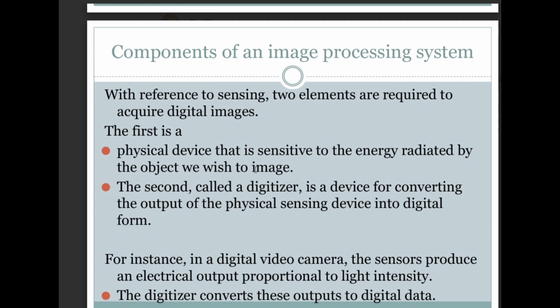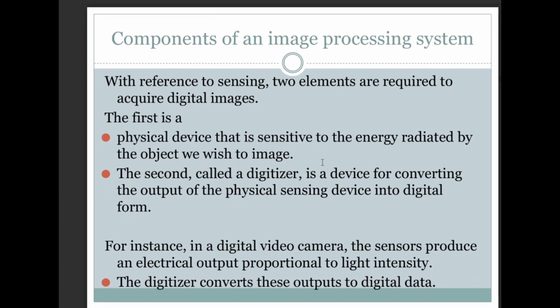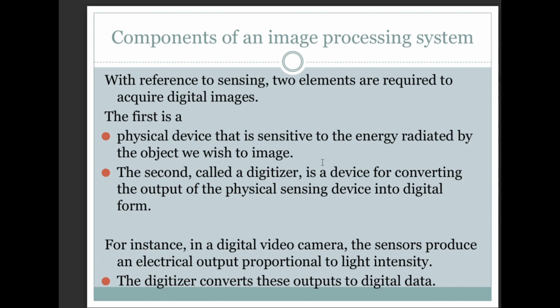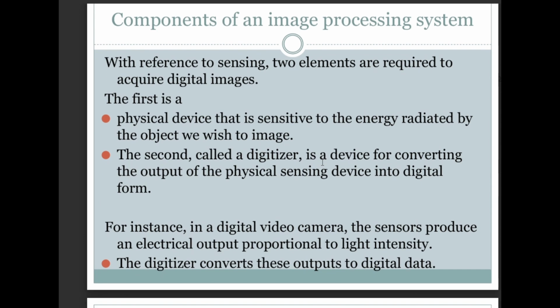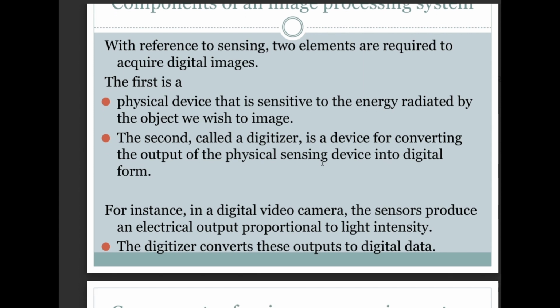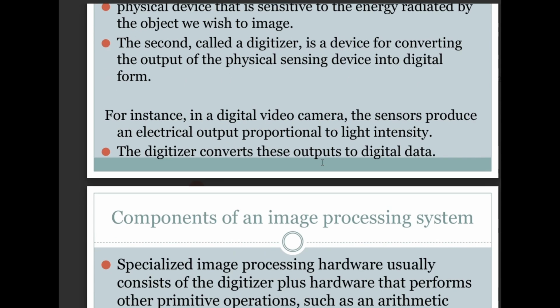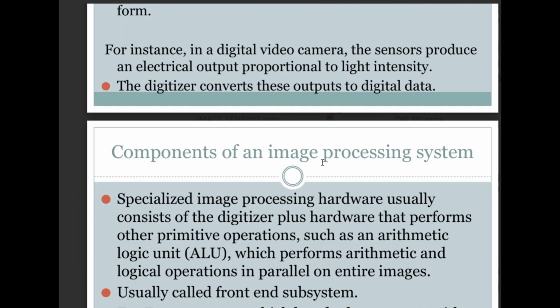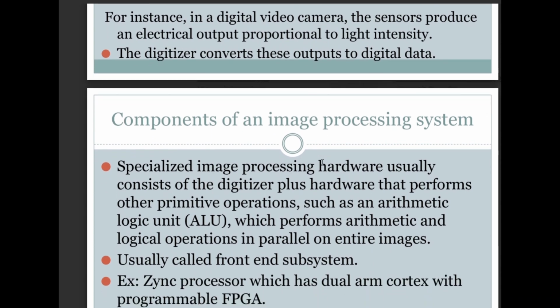So the first is a physical device which is sensitive to the energy radiated by the object. The second is called a digitizer. A digitizer is a device that is used for converting the output of a physical sensing device into digital form. For instance, in a digital video camera, the sensors produce electrical output proportional to the light intensity. The digitizer converts these outputs to digital data. Digital data would be in the form of zeros and ones.